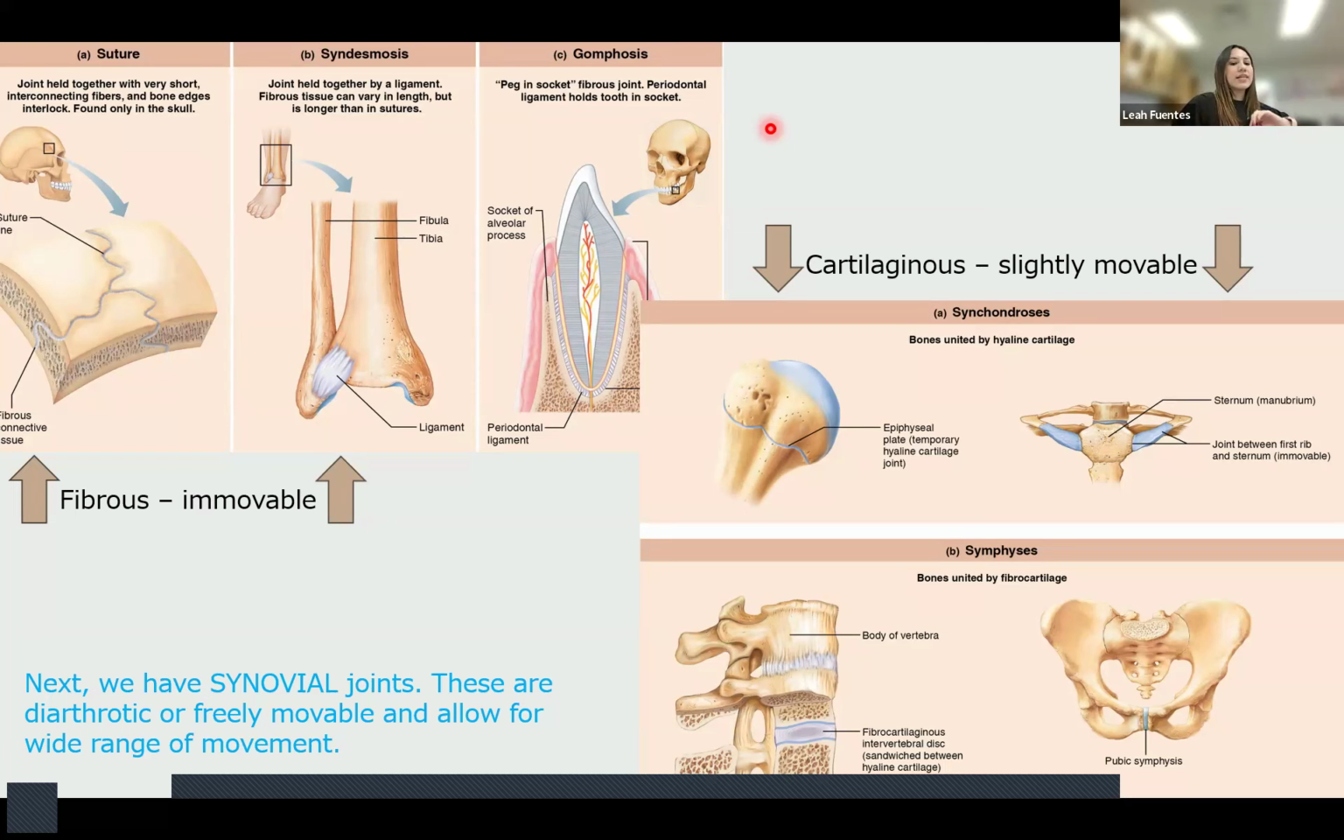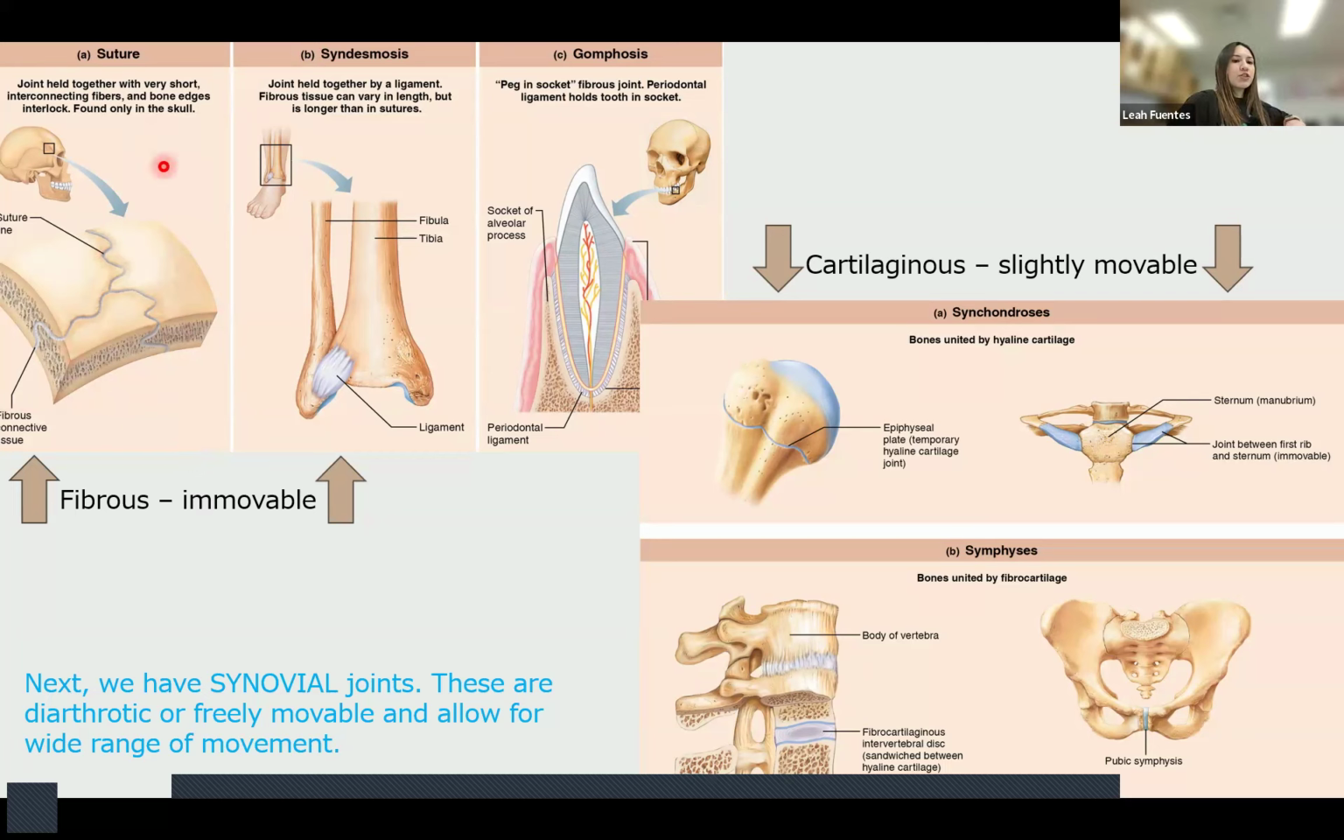These are categorized as immovable joints. These do not move. So once they are in place, they are not supposed to move. The 3 types of fibrous joints are sutures, syndesmosis, and gomphosis. The way this can be asked on the exam is they can give you an image of a skull or a skull model and say what type of joint is the coronal suture categorized as. That would be a fibrous joint because that's immovable.